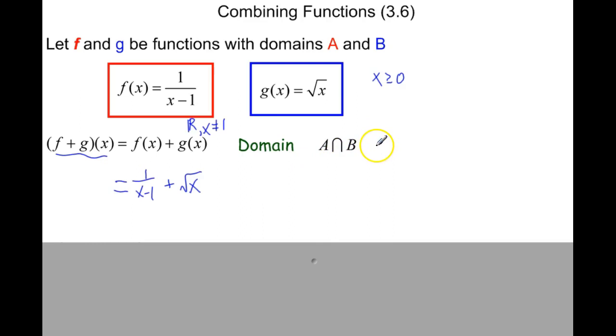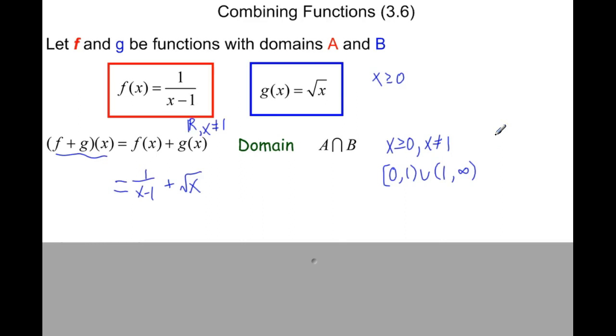So it looks like it's the combination of the two. You might say x is greater than or equal to 0, but x cannot equal 1. In interval notation, you would say from 0 to 1, not including 1, union with from 1 to infinity. So that would be interval notation for the domain.